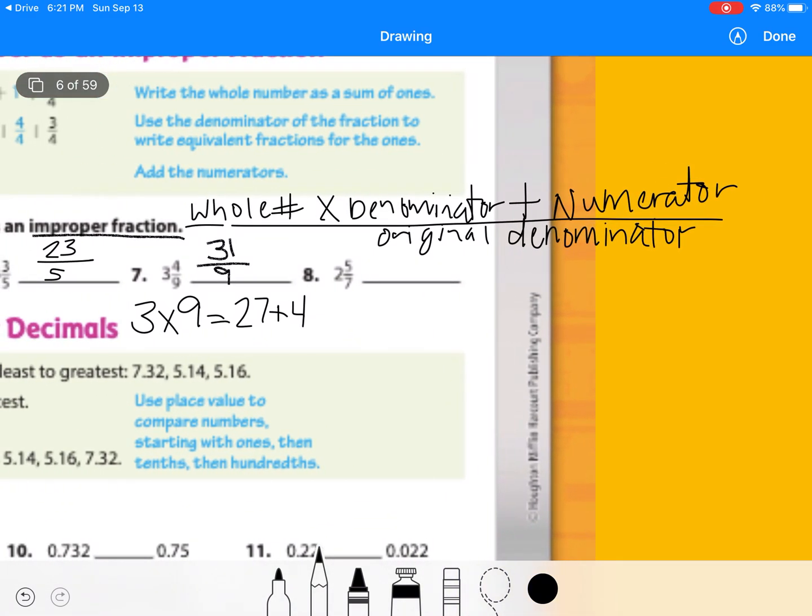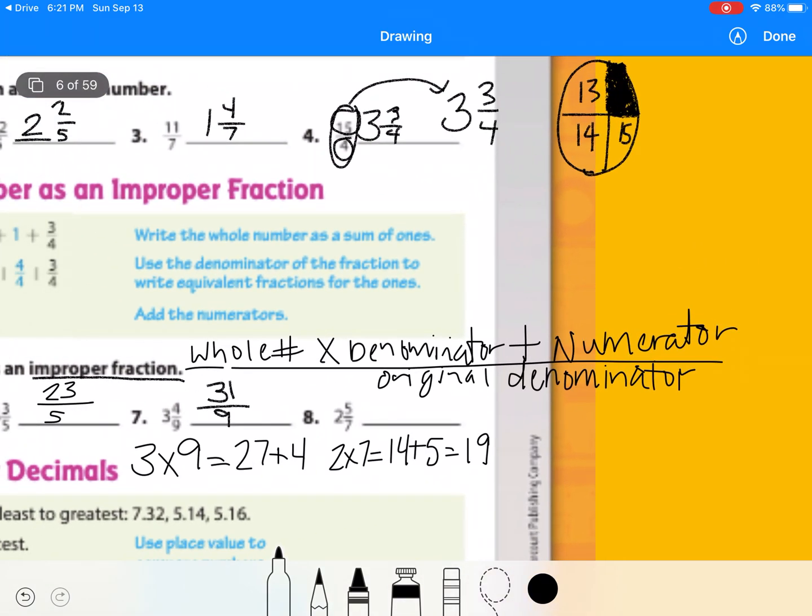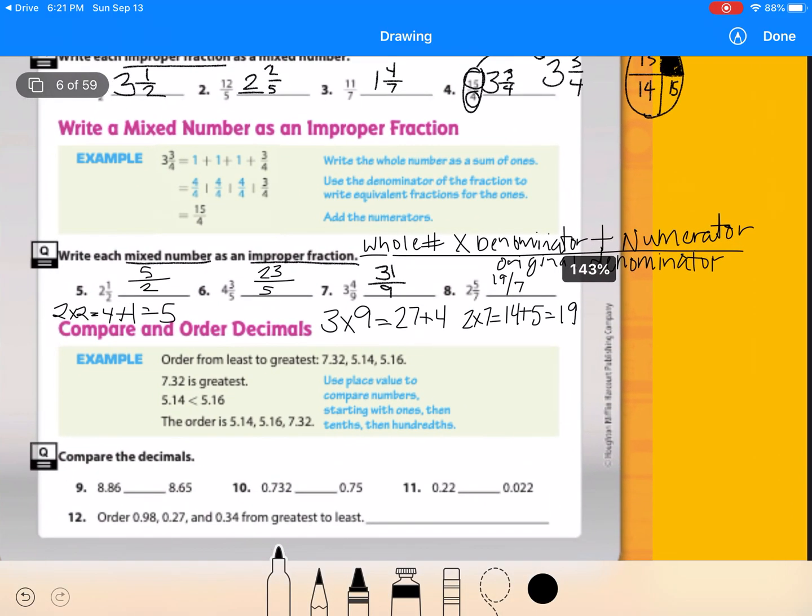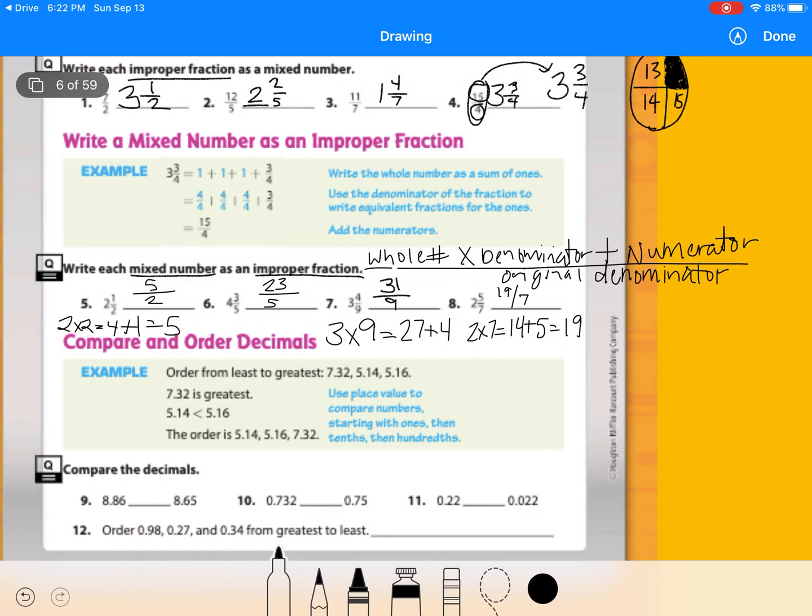Then number 8, 2 and 5/7. I do 2 times 7 equals 14 plus 5 equals 19. Then I put it over my original denominator. You can do a little slash if you don't have enough space. I like to do that a lot. And then down here, 9, 10, 11.